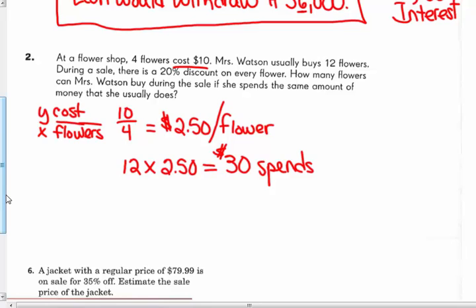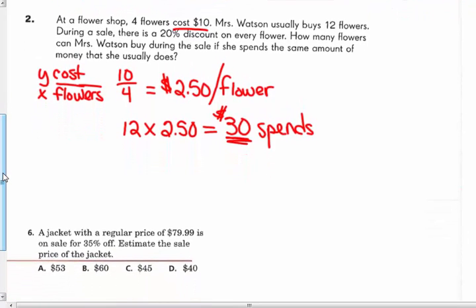Okay. During a sale, there is a 20% discount on every flower. So they're saving 20% off every flower. How many flowers can Mrs. Watson buy during the sale if she spends that normal $30 like she normally would? She's going to be able to get more flowers because they are 20% off. That would make sense. She usually gets 12 flowers. I bet she'll be able to buy more than 12 flowers because they're not going to be $2.50 each. In fact, they're 20% discounted.